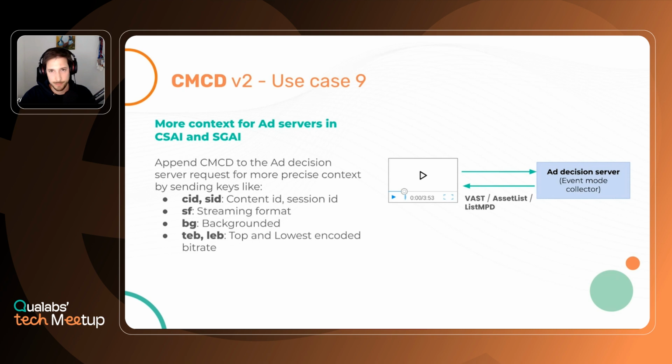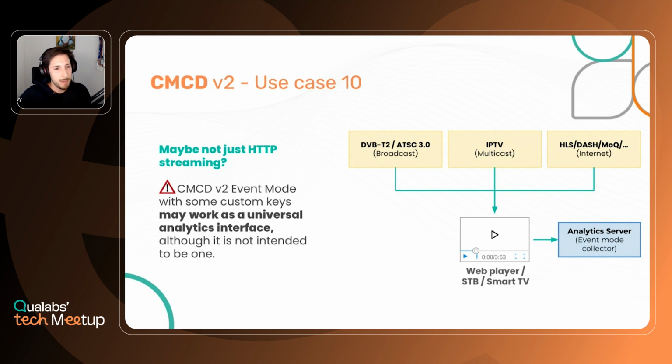And at last, my favorite one is maybe HTTP streaming. Why? Because CMCD event mode, we can think of maybe this event mode as a universal analytics interface. Maybe you can receive a broadcast signal and you can beacon to a third-party server with CMCD format information about the content and the time and the user, and you can track everything with the same collectors, almost the same code, and it will be almost the same.